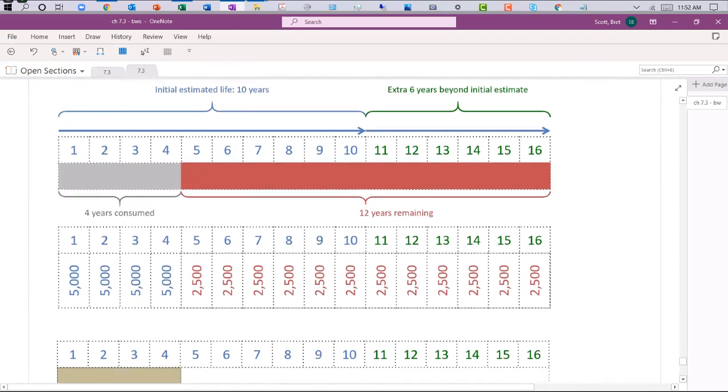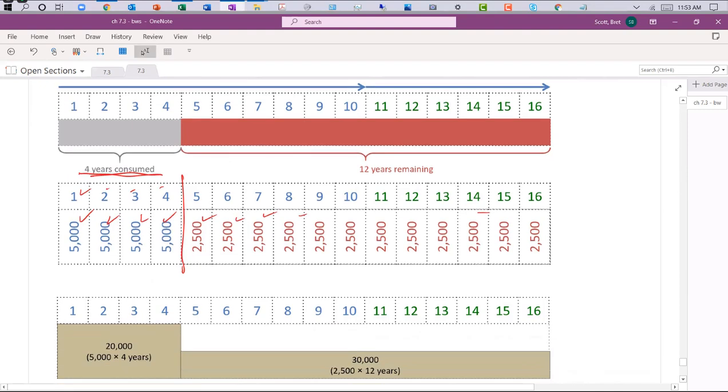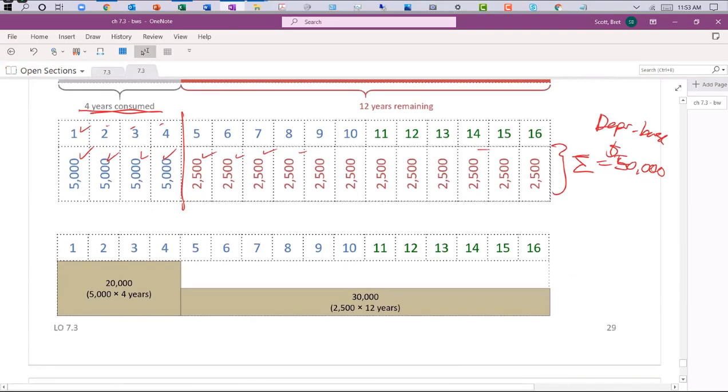So this is a visual representation. Estimated life was 10 years. Recall that for the first 4 years, we're doing 5,000 a click. So 5,000, 5,000, 5,000. Then we stop and say new adjustment. Let's make it 2,500, 2,500, 2,500, and we go all the way through, right? The total, the sum of this, is still going to be the 50,000. That's the total depreciable base, right?